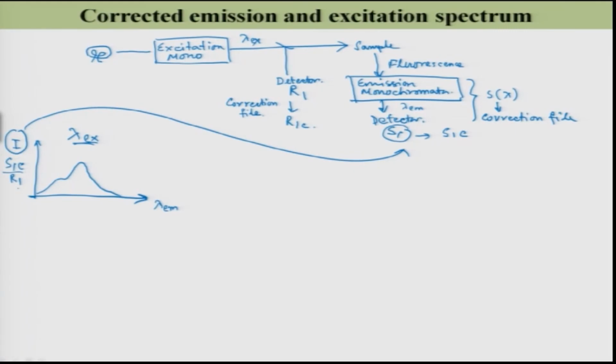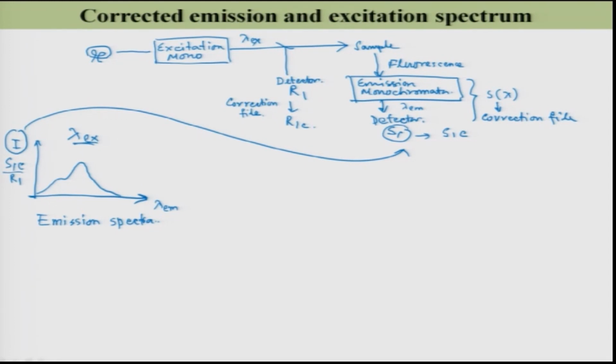So remember that if you just plot S1 versus lambda emission, you will not get the correct emission spectra, but in this case you will get the correct emission spectra. So this is my emission spectra, right. What about the excitation spectra?